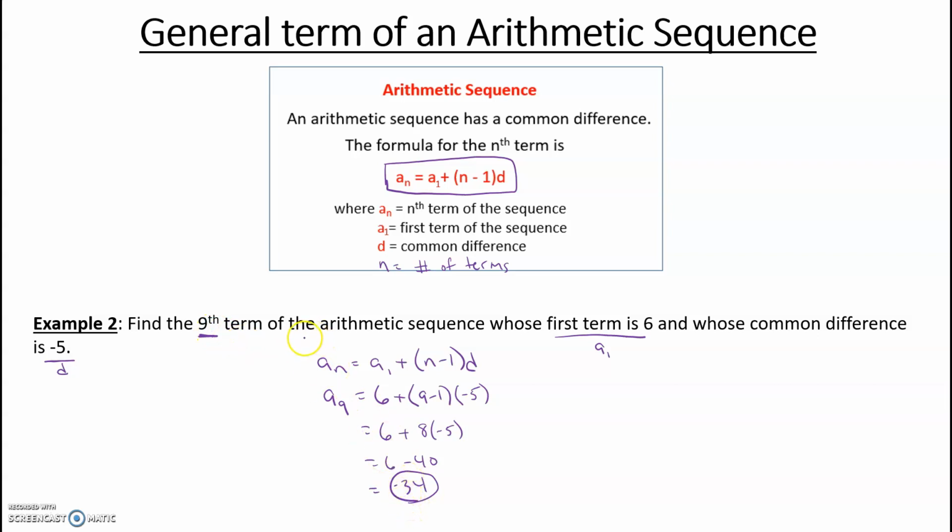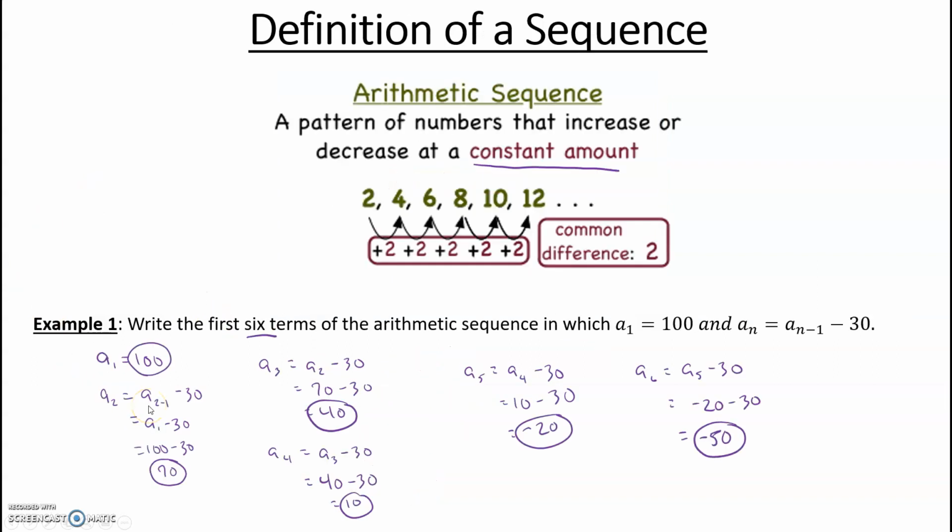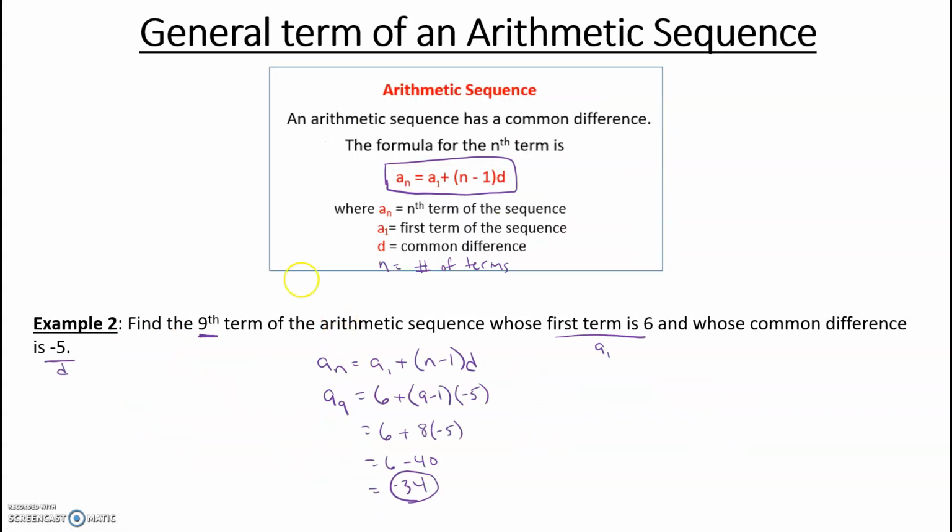So I don't have to sit there and keep saying minus 5, minus 5, minus 5 until I get to the 9th term. Kind of like what we did in the last problem. I don't have to sit there and say, okay, this is the first term, this is the second term, this is the third term, all the way up to 9. Right here, I can just say, I'm going to plug in and find my 9th term. All right.